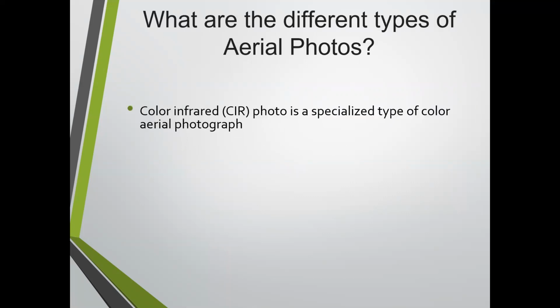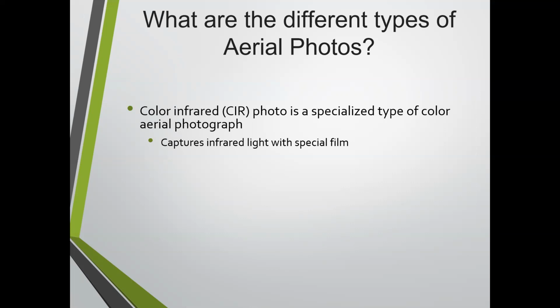Then you have what's called color infrared photos, or CIR. This is a specialized type of aerial photography, and again, in the film days, it was based on the type of film that you use. You had to have special color infrared film. And I think with digital, it's essentially done, I believe, with filters. So it's pretty easy to do if you're using a digital type of concept.